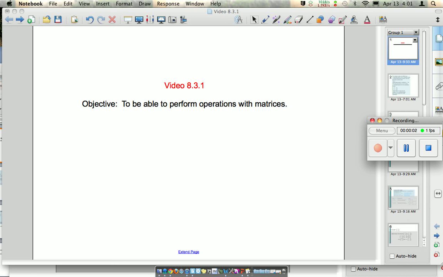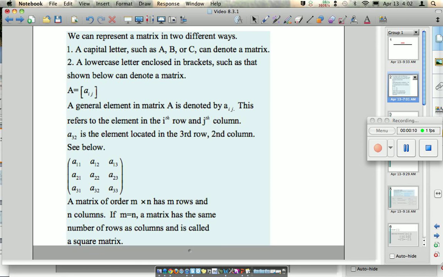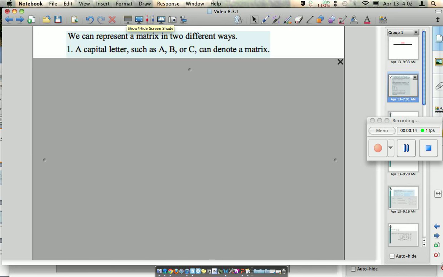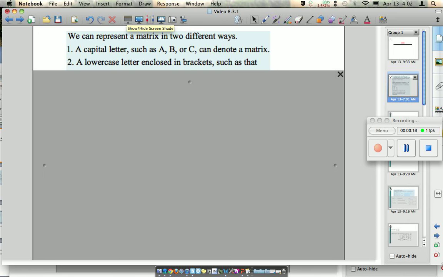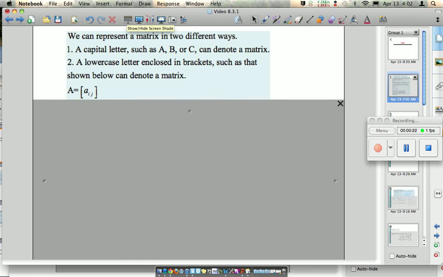Video 831, and the goal here is to be able to see how to perform operations with matrices: addition, subtraction, multiplication, and so on. So the first thing that we want to know is how we talk about matrices. We will either use a capital letter, A, B, or C, or more, depending on how many we need to talk about. Or we may use a lowercase letter enclosed in brackets, such as shown below, that can denote a matrix.